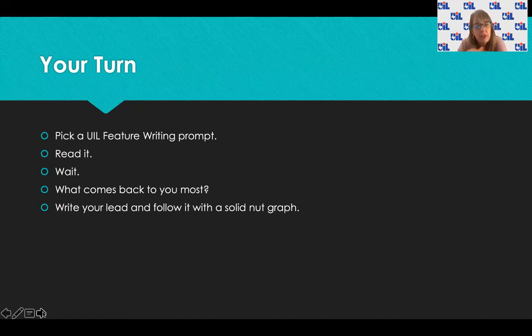And then after you've waited your few minutes, what comes back to you most? And write your lead around that. Craft your lead around whatever's sticking with you, and then follow it with a solid nut graph.